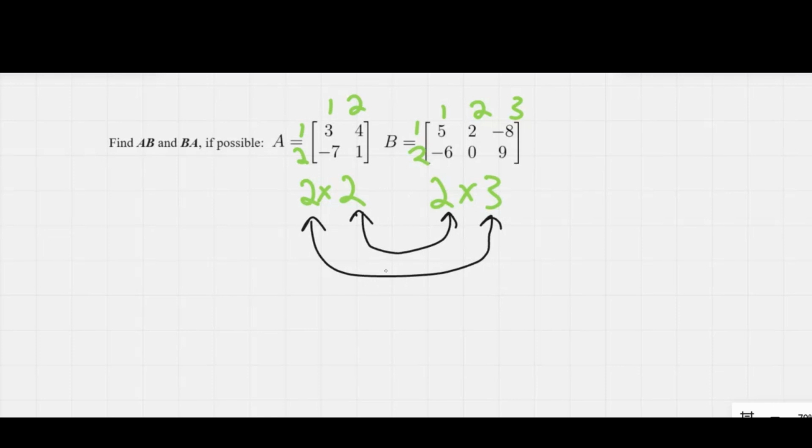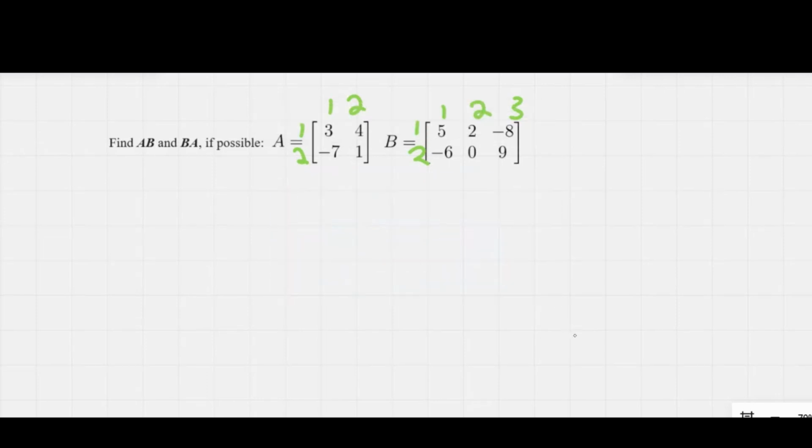And so you can think of the dimensions of our resulting matrix to be defined by the outer dimensions of the 2 by 2 and the 2 by 3, and the inner dimensions determine whether or not that's possible. But I digress. So now we're going to talk about how we're actually going to multiply these matrices.